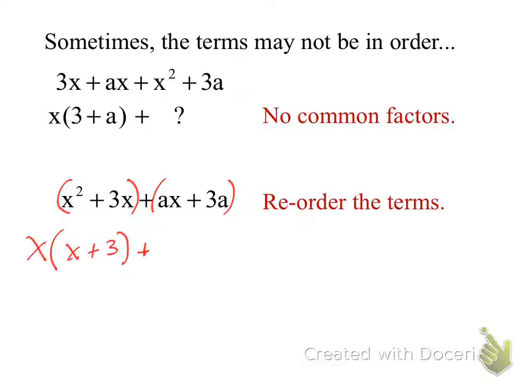And when I factor out here, what am I factoring out? An A. And what am I left with? X plus 3. And so it becomes x plus A times x plus 3. You with me? I hope you're writing this.